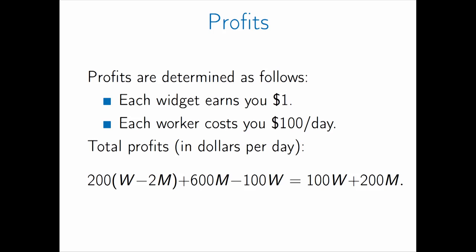What's next? Profit. Well, suppose that profits are determined as follows. Each widget that you make earns you $1, but each worker that you're hiring costs you $100 a day. So the total profit that you get then in terms of dollars per day, well, it's number of widgets, 200 times workers minus twice machines, plus 600 times number of machines, minus the total salaries you pay to workers, 100 times the number of workers. So that's 100 times the number of workers plus 200 times the number of machines.